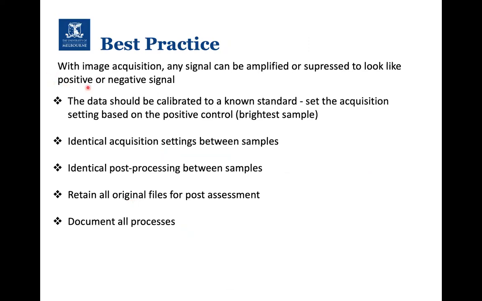So we just need to be careful how we're setting up the confocal, just to make sure that we're doing it appropriately. Ideally, you want to calibrate to a known standard across your experiments, a positive control, which is going to be the brightest sample. Use, where possible, identical acquisition settings between the samples, identical post-processing between the samples. Retain all of the original files if you need to go back to them, and then also document each step of the process in terms of what you've done to the image as you go through.